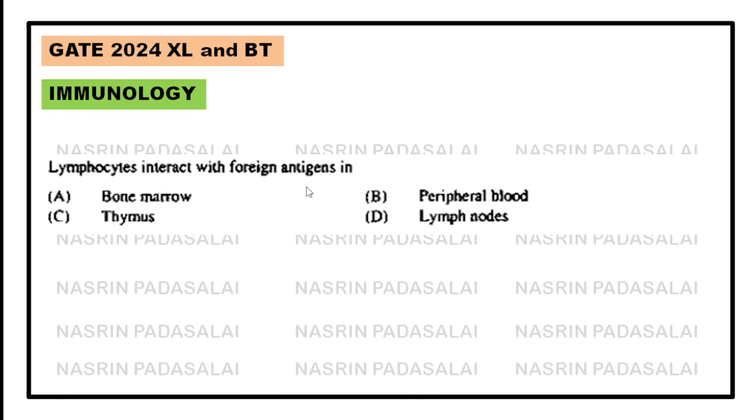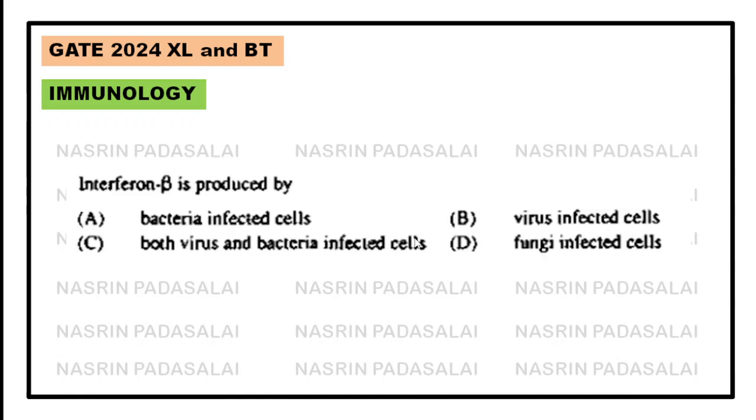Next, lymphocyte interact with foreign antigen. In general, lymphocytes will be interacting with foreign antigen in your lymphoid organs, and there are two lymphoid organs, one is lymph node and another one is spleen. So lymphocyte interact with foreign antigen in your lymph node. So D option is absolutely correct. Interferon beta is produced by virus infected cells.